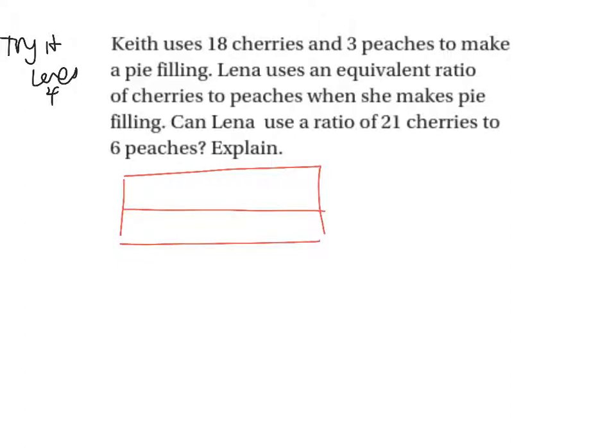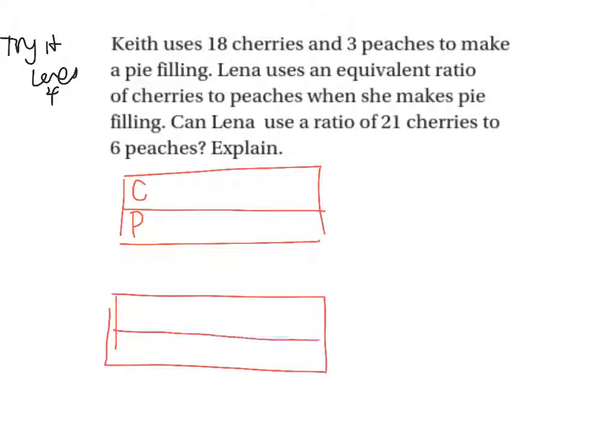Okay. And we're doing peaches to cherries, or cherries to peaches. And you'll want to see if Keith and Lena have equivalent ratios. Cherries to peaches. But the most important part here to make it a level 4 is the explain. So if you get it without the explanation, you're only at a level 3.